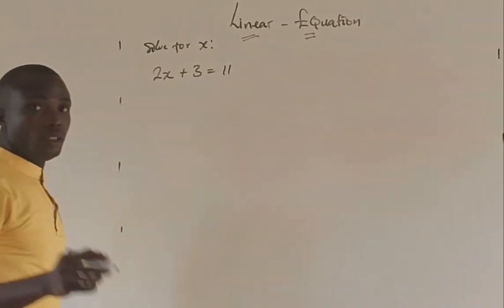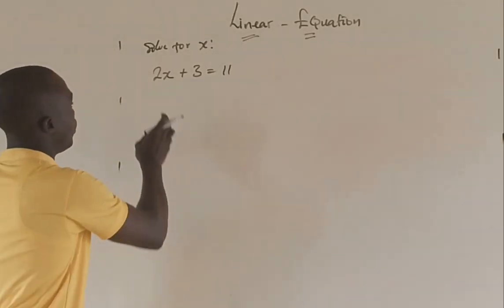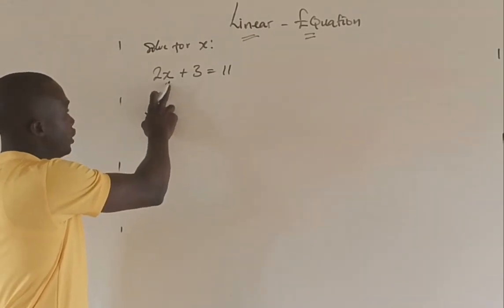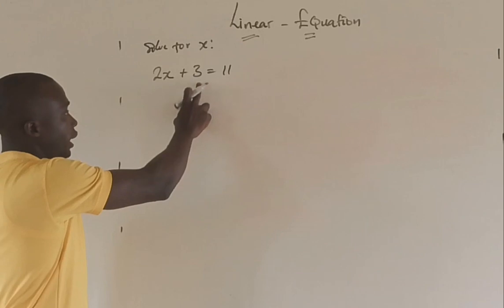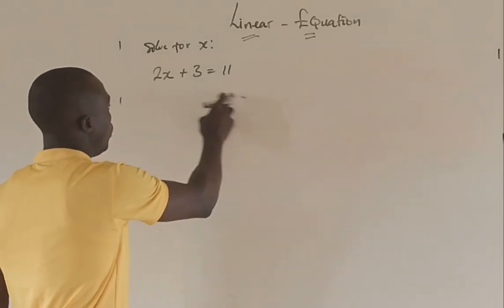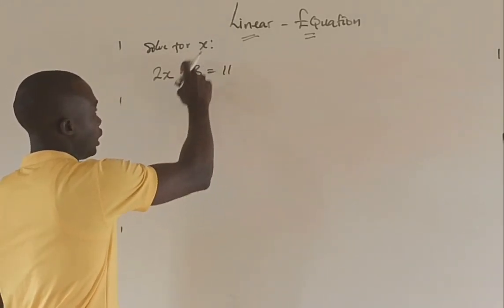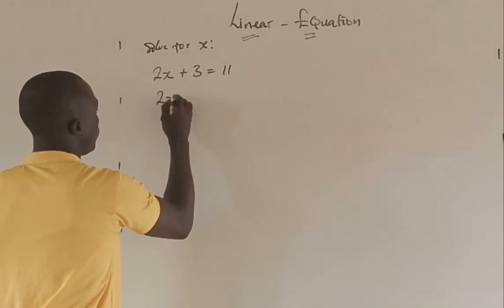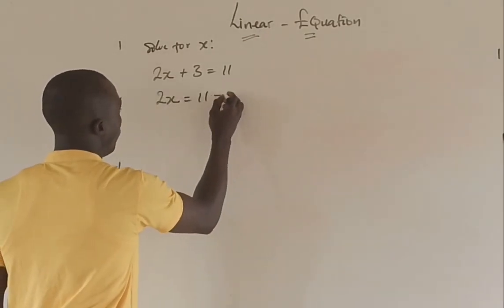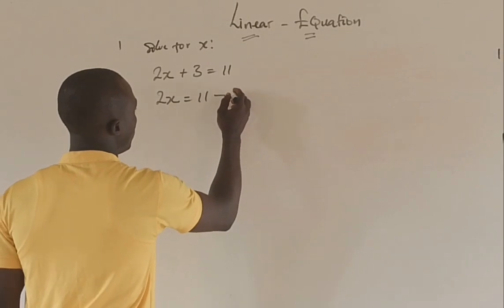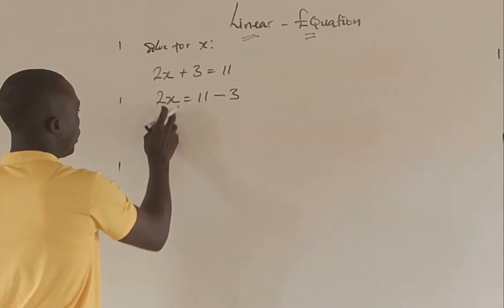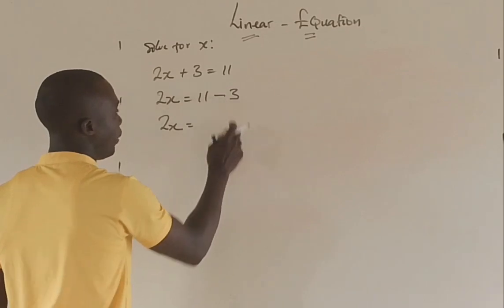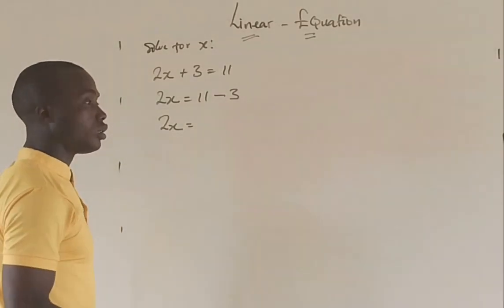Now what we do here is that the left hand side is 2x plus 3, and the right hand side is 11. We transfer this plus 3 to this side. So what we have here is 2x equals 11 minus 3. 11 minus 3 will give us 8.